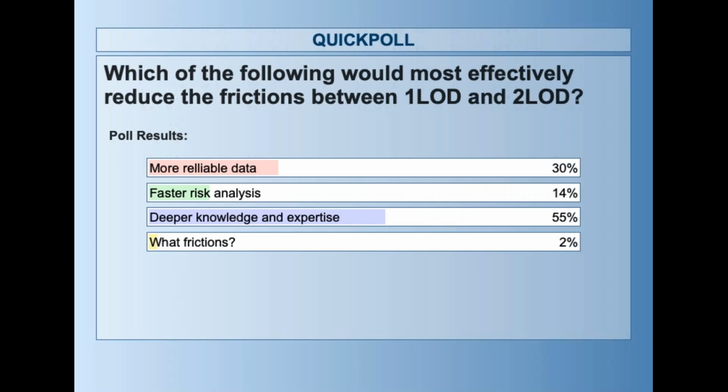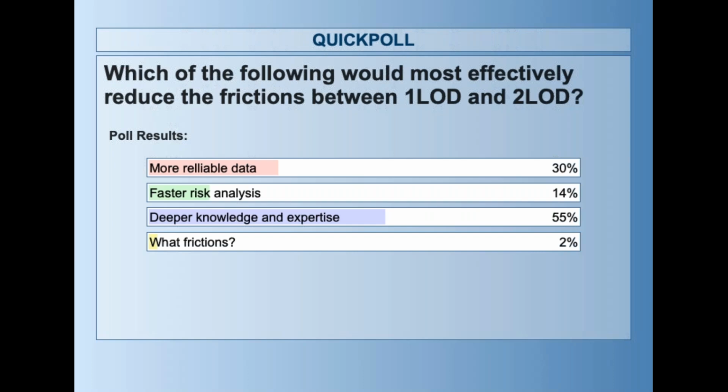Okay, so we have the results on the screen. We have 55% saying that we need deeper knowledge and expertise. I think that makes sense. Anybody on the panel has any comments on that? I see that the second most popular answer was more reliable data, which also makes sense. And there's also a lucky 2% that are saying what frictions. So any thoughts on that?